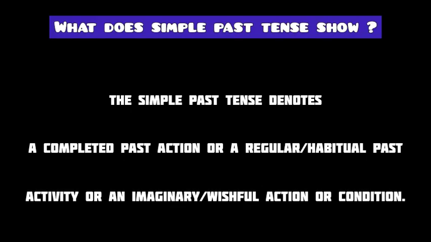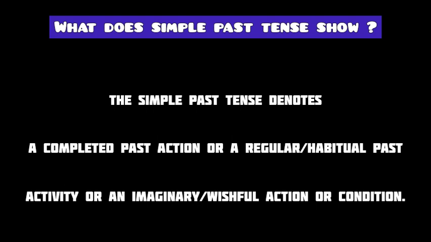Well, now that we know all about the structures of the simple past tense, let's see how the simple past tense is used. What does it show? The simple past shows a completed action of the past or a regular or habitual past activity or an imaginary or wishful condition or action.